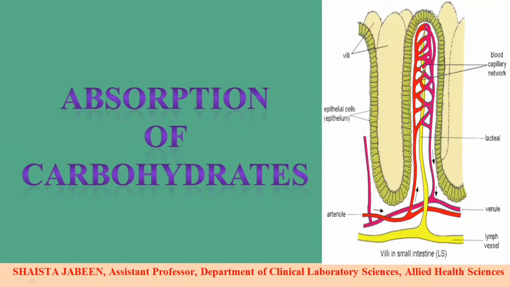These microvilli are surrounded by blood capillaries so that the carbohydrates that are absorbed will cross the intestinal lining and enter into the blood circulation. From the blood they are taken up to their targeted sites or tissues.